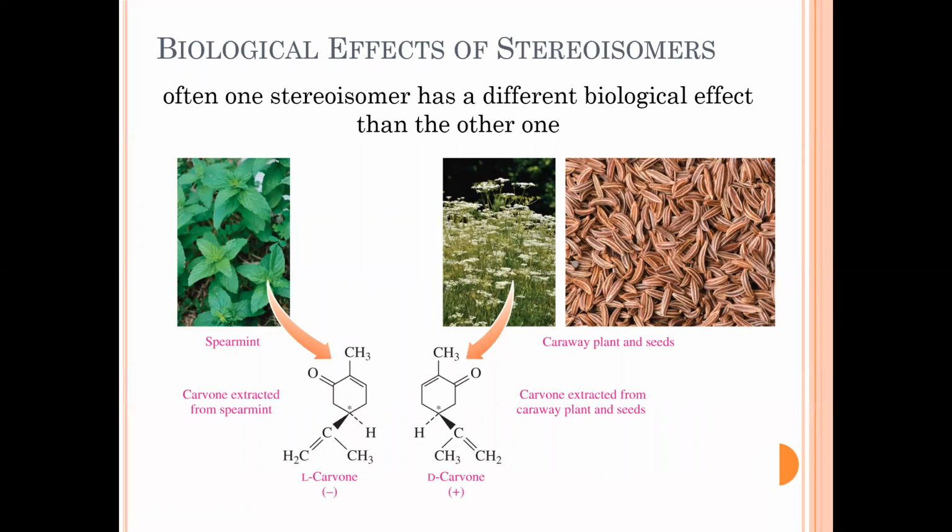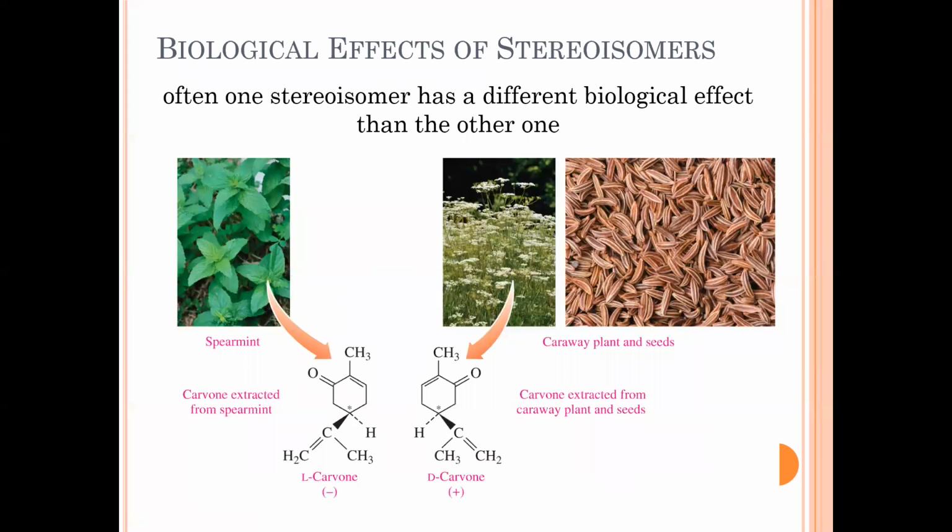So when we start talking about chiral and achiral and stereoisomers, this is where we're almost getting similar to cis and trans, like we had discussed before. There's different biological effects that you'll see. So if we look at spearmint and caraway, completely different flavors. Spearmint obviously is a minty flavor.